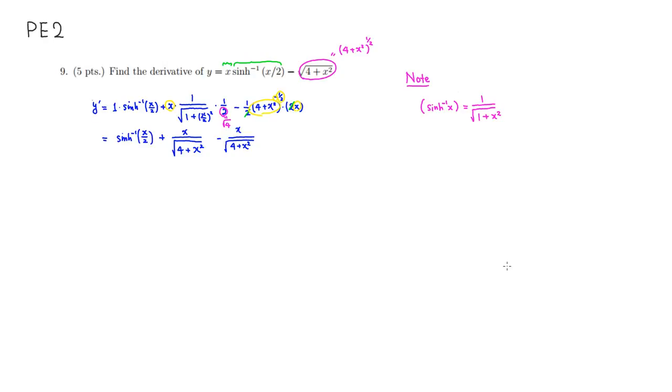Then you notice that the second term and the last term are the same thing with different signs. Then we can cancel those out, so we can scratch those. What's left is inverse hyperbolic sine of x over 2. So that is the answer there.